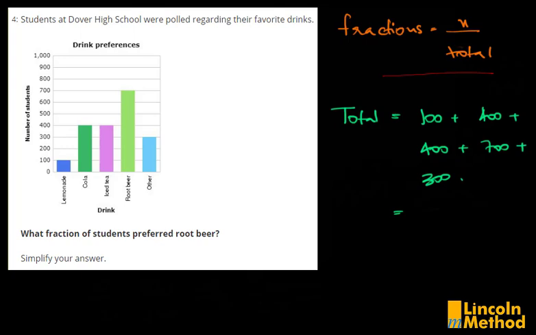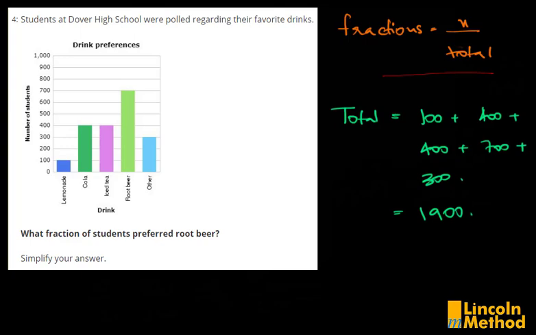Let's add all these together. So we have 100 plus 400, which is 500. 500 plus 400 is 900. 900 plus 700 is 1600, and 1600 plus 300 is 1900. That is the total number of students.